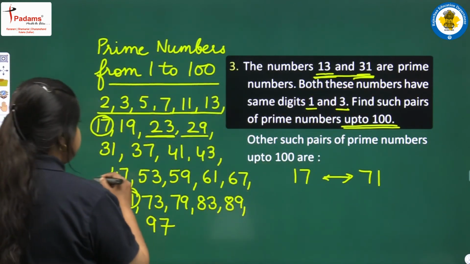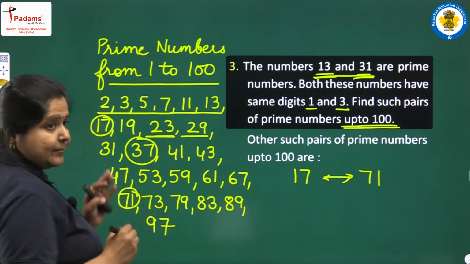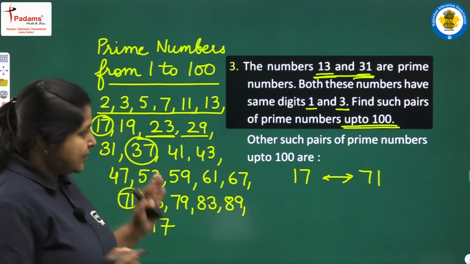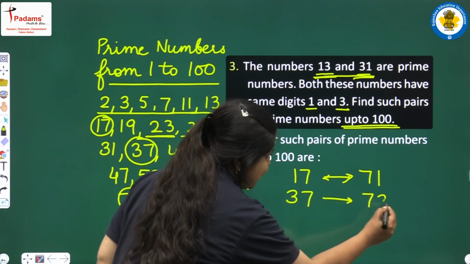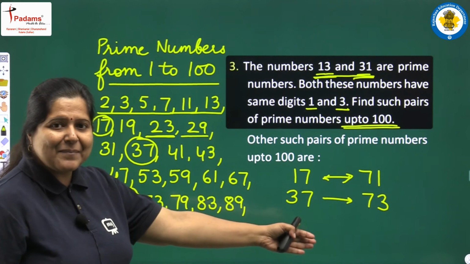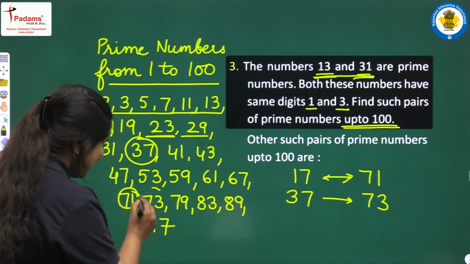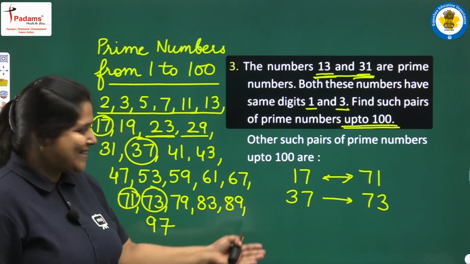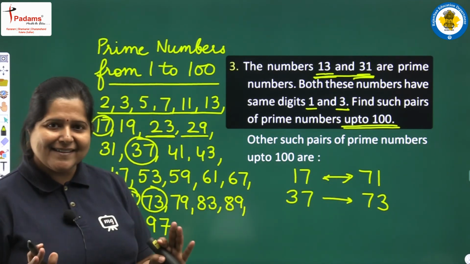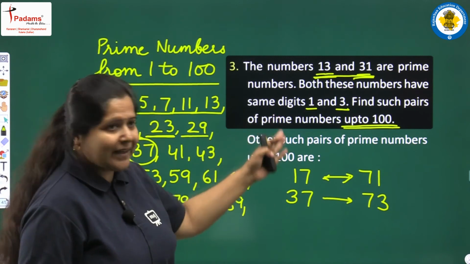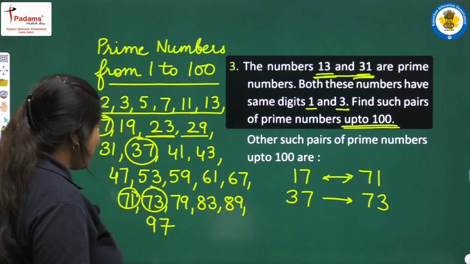In the question it is given 37. If we interchange, it becomes 73. Is 73 a prime number? Yes, you can see it here. Yes, these two numbers are prime numbers even if we interchange the digits, and so this is one such pair that has been asked. Then what next?